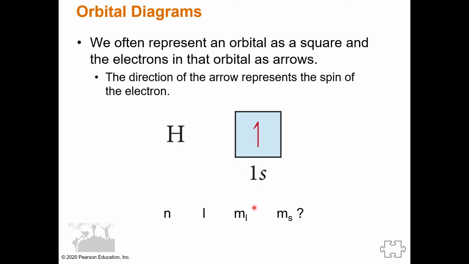ML is based on our L value. If you forgot from the previous chapter, our possible ML values range from negative L to positive L, with all the integers in between, including 0. Because our L value is 0, our ML value must also be 0. And then finally for MS, we just have to take a look at the orientation of our arrow. It's pointed upward. So our MS value is positive 1/2.